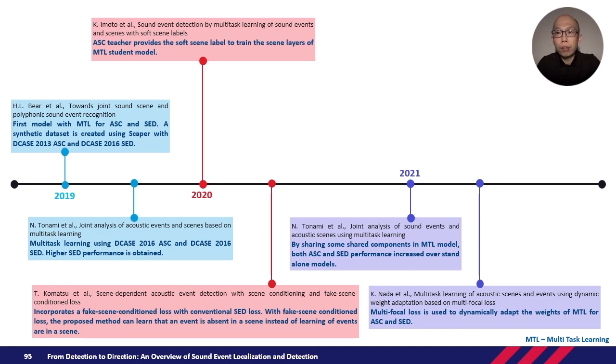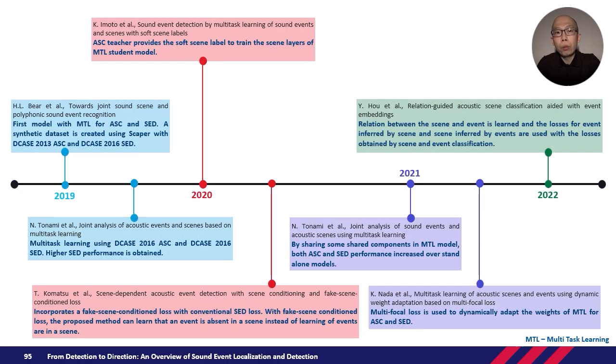Fixed scenes containing events that do not exist were also employed in training. Soft scene labels from an ASC teacher model are also used to guide the scene layers of the student MTL model. In 2022, Howe proposed a relation-guided ASC model to exploit the scene-event relation for improved recognition of scenes and events.